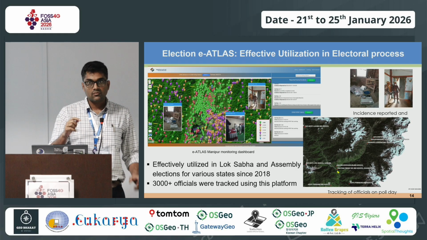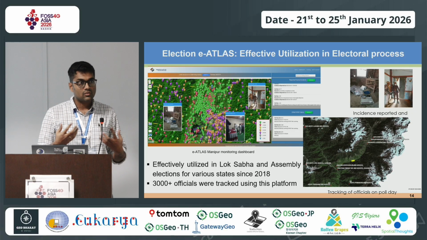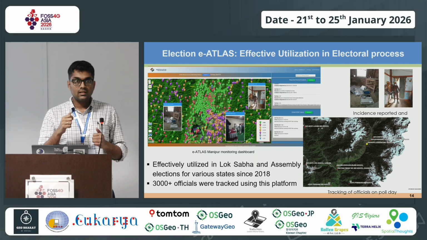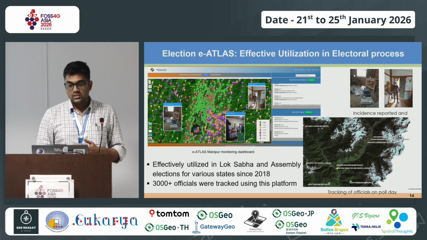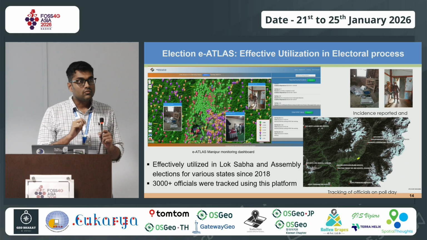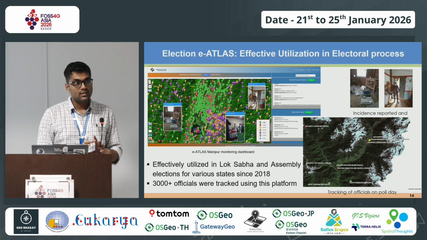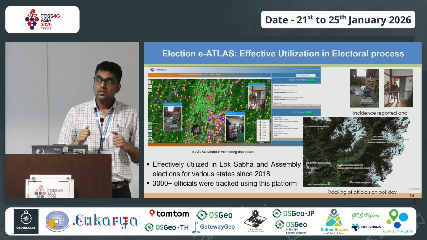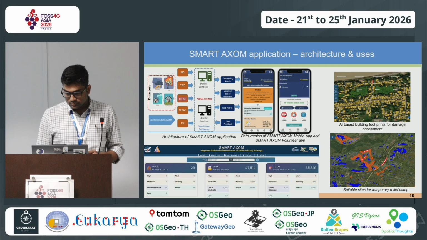If there's any fault in the machine, based on the tracking, you also track the sector officers and the flying squads. You are able to dynamically call the sector officers to the place where the machine is faulty. You can also see the mobile app reporting that was carried out, where in a few polling stations some vandalism was there. So this is how you could monitor this, and this platform has been effectively utilized as and when required by various state election departments since 2018 onwards.